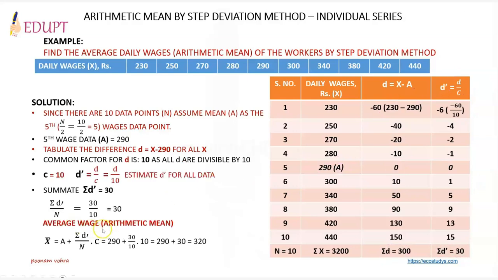And finally we find arithmetic mean by applying the formula x bar is equal to a plus summation of d dash by n into c, which is assumed mean 290, summation of deviation dash is 30, n is 10, number of observations, and common factor is also 10. So by solving this, we find 320. So the inference is that average daily wages of workers is rupees 320.